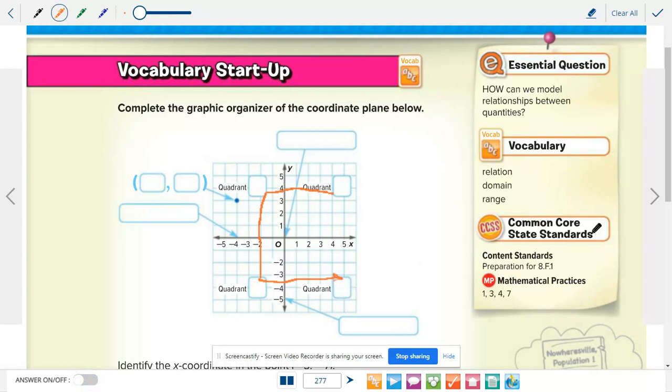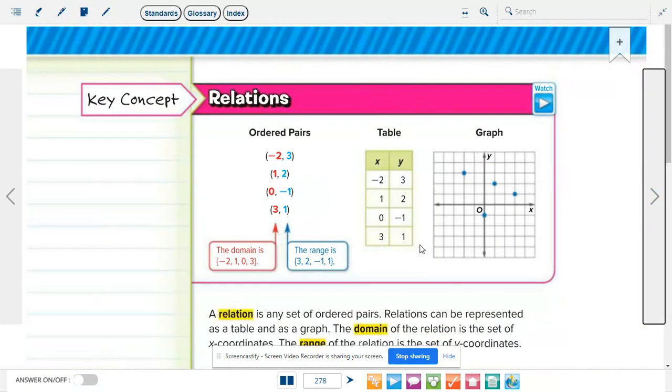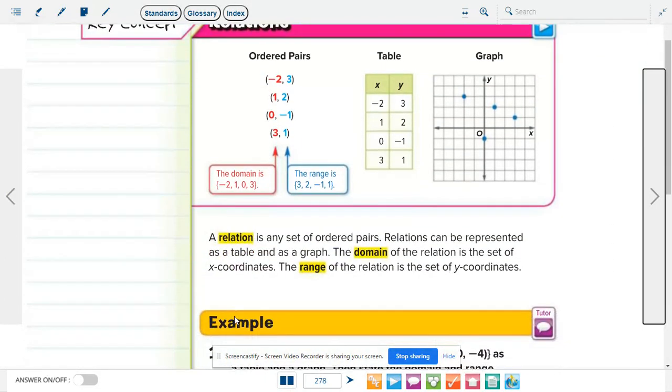All right, we're going to jump over to the next page. So you guys have already read through this, but I just want to clarify a few things, okay? What's a relation again? Well, it says a relation is any set of ordered pairs. Any one. There doesn't have to be a pattern. You really just have to come up with a set of ordered pairs and you got a relation, okay?